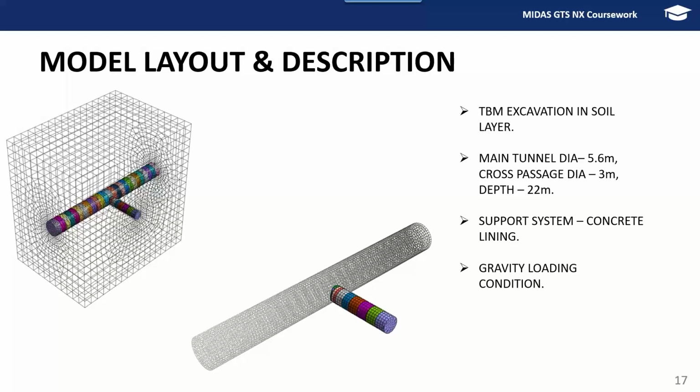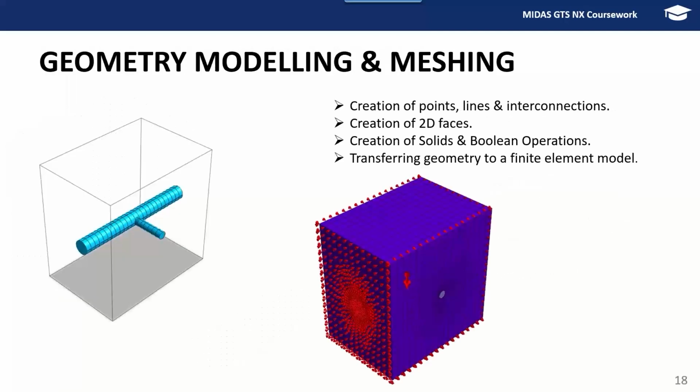segment. For the support system, we have concrete lining. So the entire main tunnel and the cross passage have the concrete lining of 25 centimeters thickness, except on the intersection area, or this area. So this is where the stresses will be higher. That is why here the concrete lining is 50 centimeters in thickness. And for the loading conditions, we have only applied the gravity or the self-loading condition. So I hope the model design is clear for all of you.